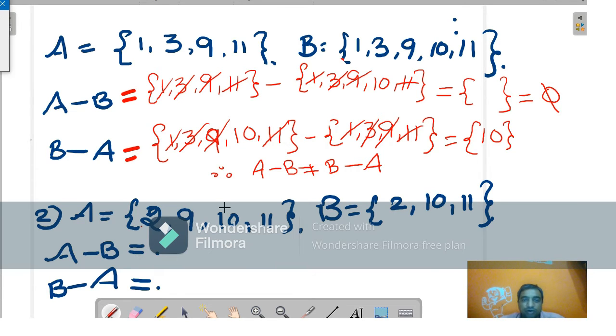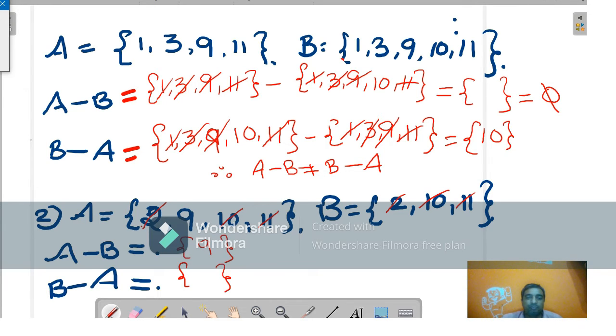Now A minus B, without doing all this, let us see. A and B, what are the common elements? 2, 2, 10, 10, 11, 11. See this, A minus B, first A is there. So what are the elements left in A? 9, only 9. Right.